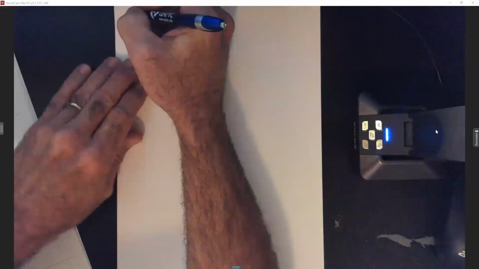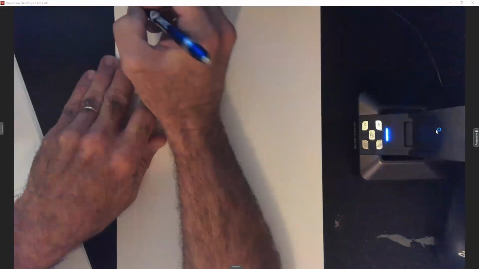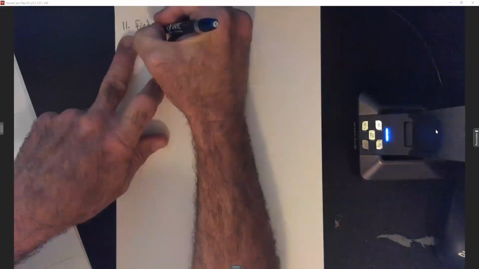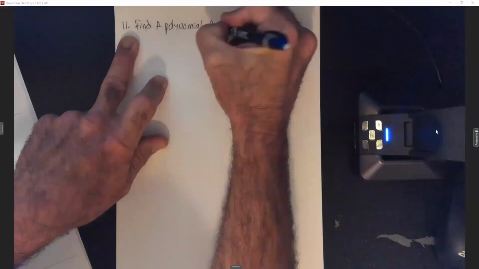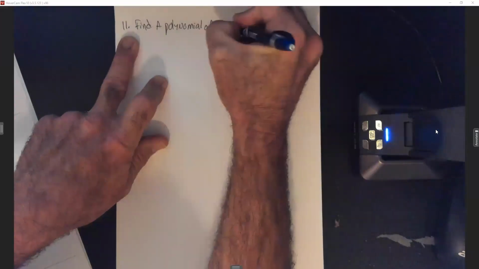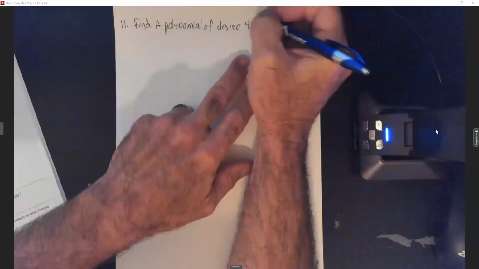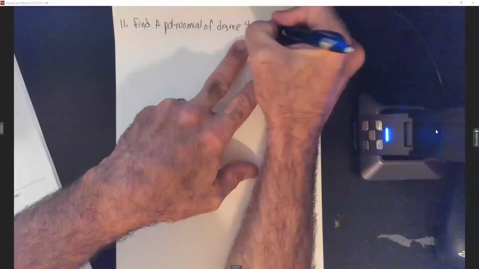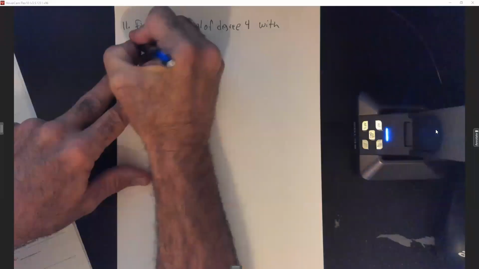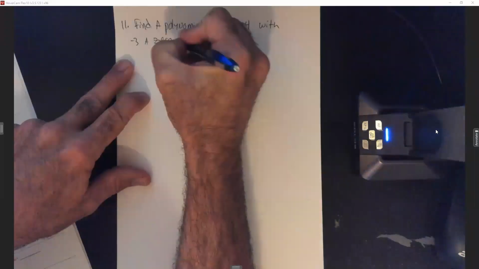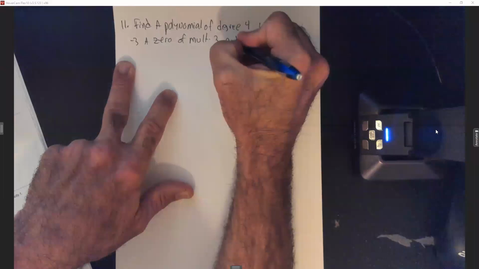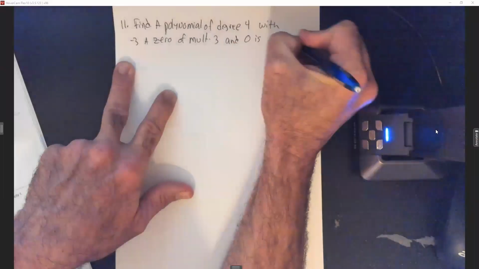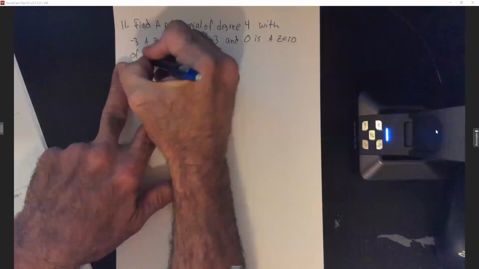So here's the foiling you was waiting on. I'm going to find a polynomial of degree 3. Oh, no, degree 4. So that's a degree 4 with negative 3 a 0 of multiplicity 3, and 0 is a 0 of multiplicity 1.